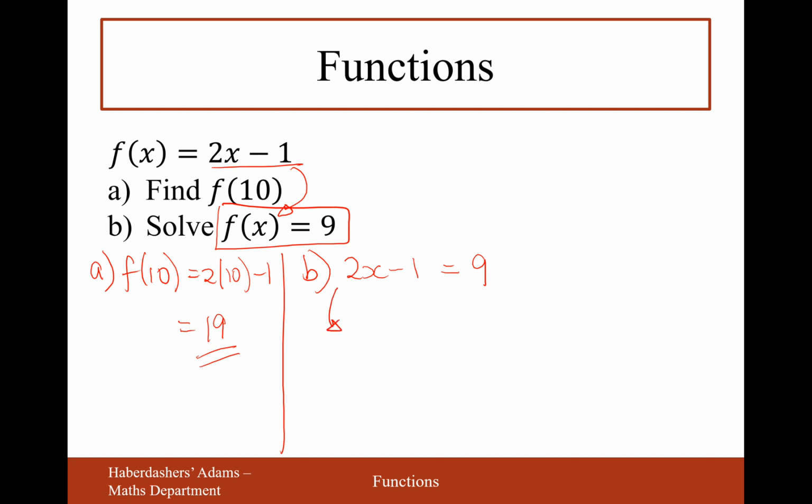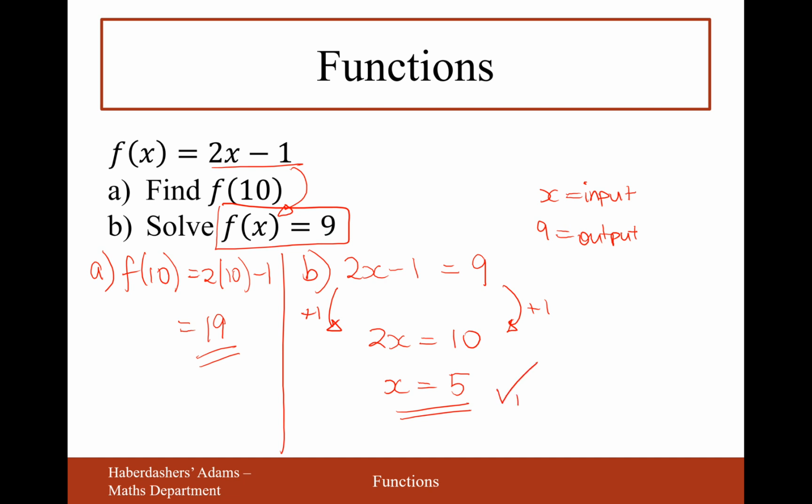Now let's solve for x to find the input. X equals input. In this case, the output was 9. So let's add 1 to both sides of this equation then, because it's a solve question. Add 1, you get 10, and then divide by 2, you get 5. So 5 is the answer to this question. You can imagine it. If you put 5 into the function, you would get 9 as your output value. So 5 is the input for the output of 9.